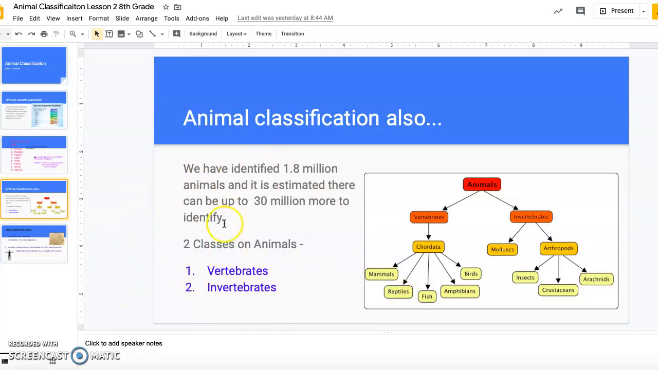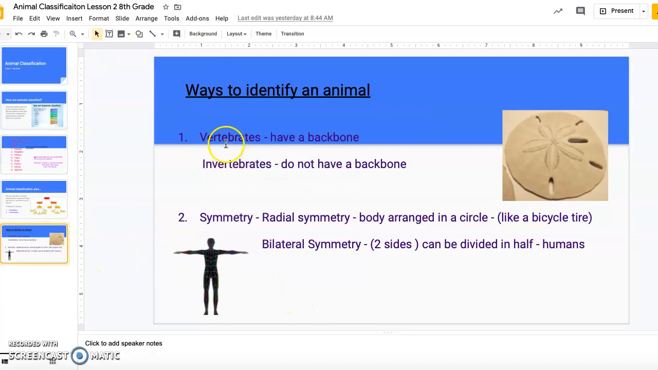Okay, so back to classification. We're either a vertebrate or an invertebrate. Vertebrates have a backbone, invertebrates do not have a backbone. After you get into one of those sections, the next way to really break it down is by symmetry. There are more ways, but these were the two that I picked that I think we could relate to. You either have radial symmetry or bilateral symmetry.